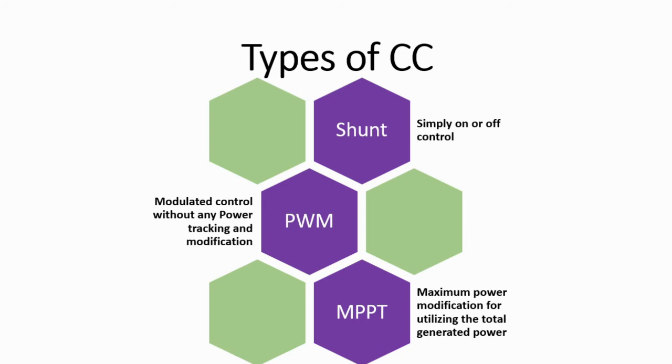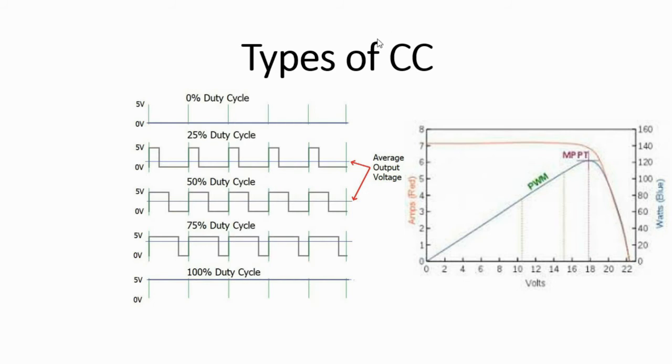The PWM charge controller controls the charge flow to the battery according to the state of charge of the battery. Let me show you a diagram. Here in this diagram, if the battery has 0% charge, then the charge controller will act as 100% duty cycle. If the battery contains 25% charge, then the charge controller will follow 75% duty cycle. The above cycle will follow the same condition.